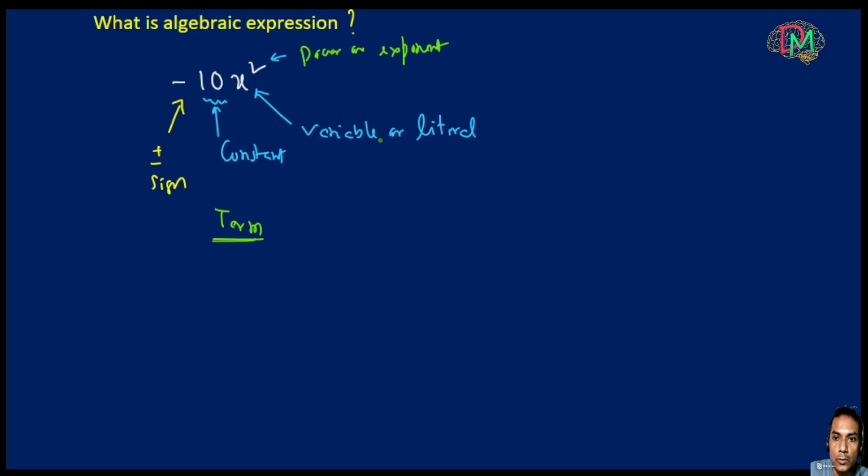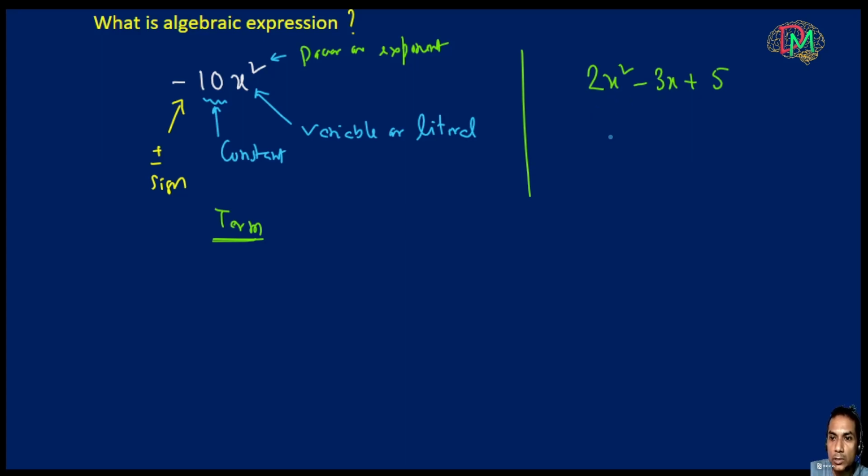So this is called the monomial algebraic expression. Monomial. Why? Because here there is only one term. Okay, it consists of one term only. But if I tell you 2x square minus 3x plus 5, so you can say it is a trinomial, because here it consists of three terms.